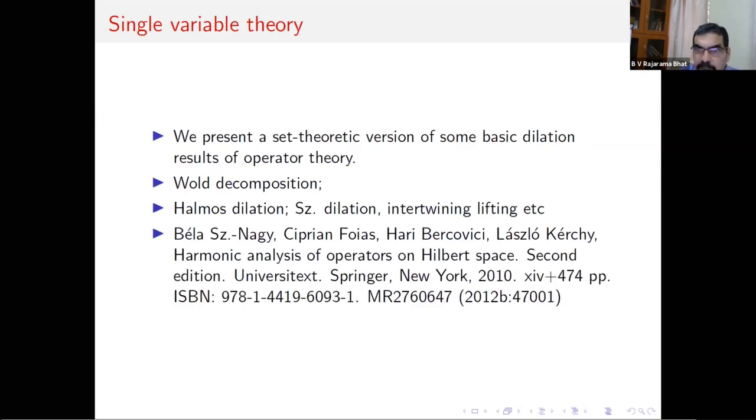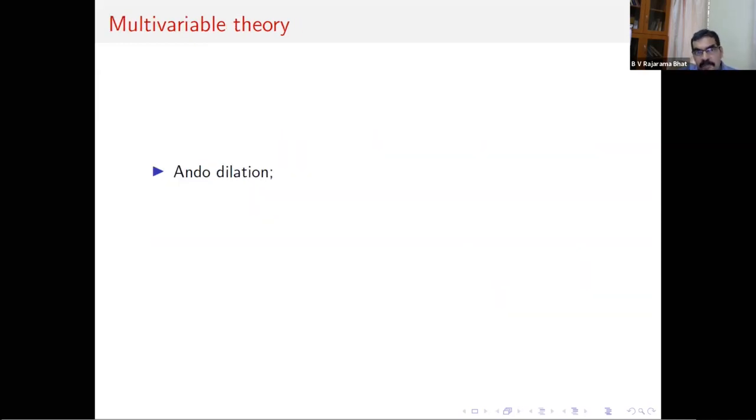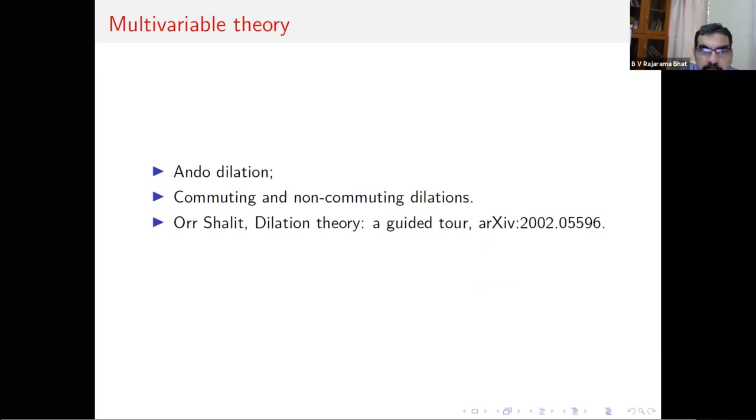If you are new to this subject, I expect most people here know these things, but the place to start is the classic book of Sz.-Nagy and Foias. There is a new edition where the new authors, Bercovici and Lazu, have modified things and put new things there. So this is a good place to read about these dilation theories. Then for multivariable theory, we have Ando dilation and commuting and non-commuting dilations of operator tuples. A good place to look is the recent book, Dilation Theory: A Guided Tour, by Shalit. It is really new this year, so you can look it up. We also talk about things like the BCL theorem, which are not covered in any of these, but I may give you separate references later.